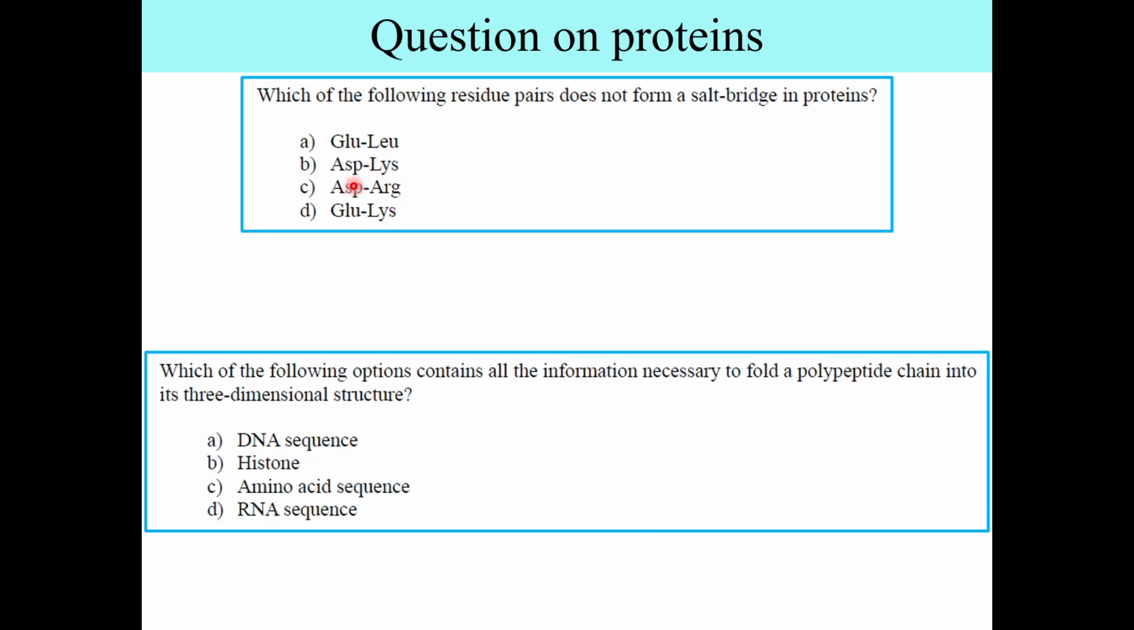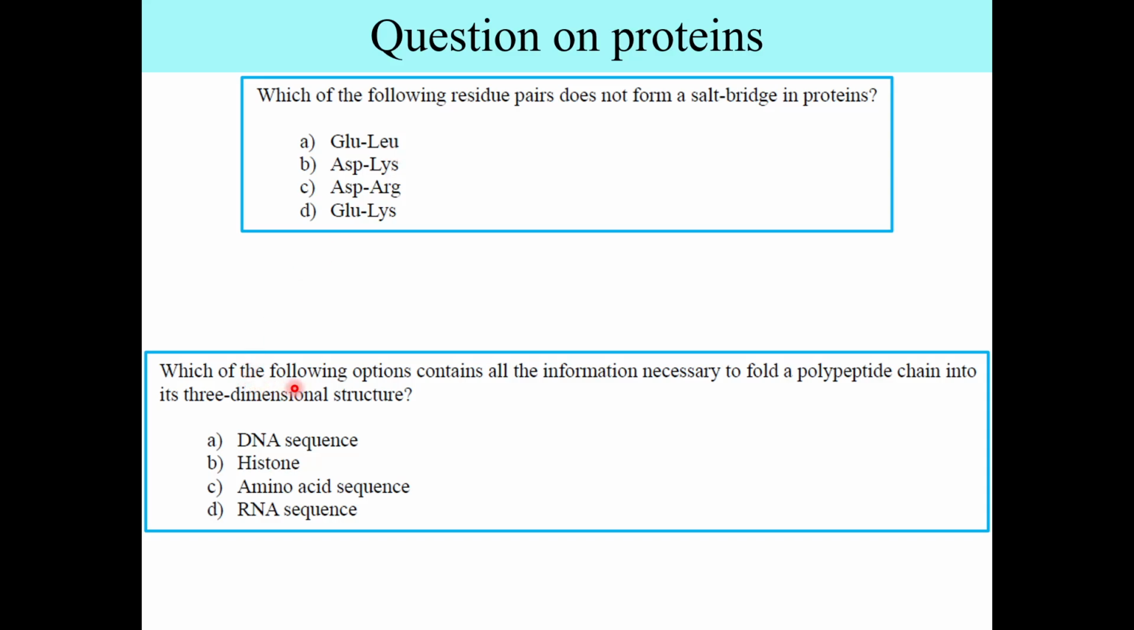Now in case of aspartate and arginine, aspartic acid once again has a negatively charged side chain and arginine has a positively charged side chain. Similarly, glutamic acid once again has a negatively charged side chain and lysine has a positively charged side chain. And so therefore you can very well say from here that glutamic acid and leucine would be the right answer, where the residue pairs do not form a salt bridge because they are not oppositely charged.